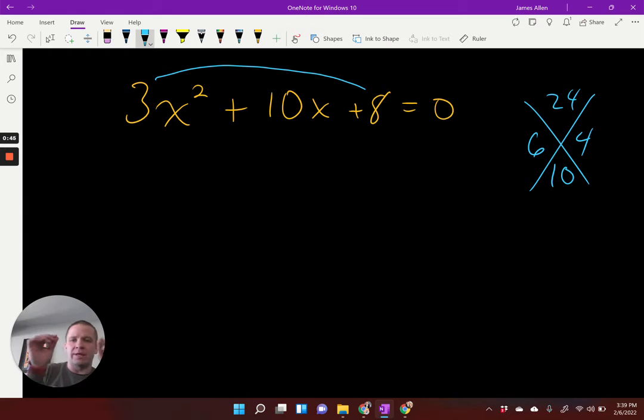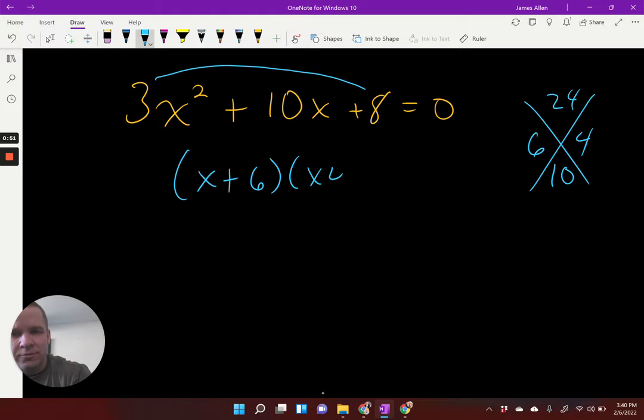Now, I can't just go like x plus 6, x plus 4. No dice here. Because if I just did this, x plus 6, x plus 4, well, x times x is not 3x squared, and 6 times 4 is not 8. Definitely not going to work.